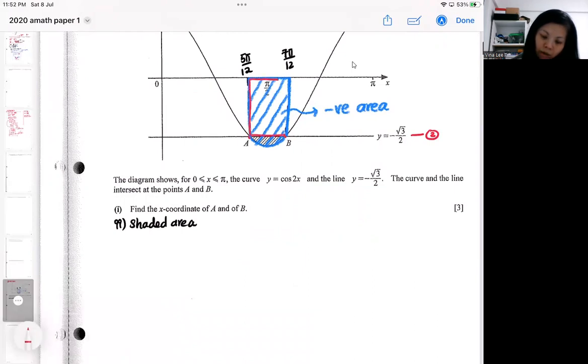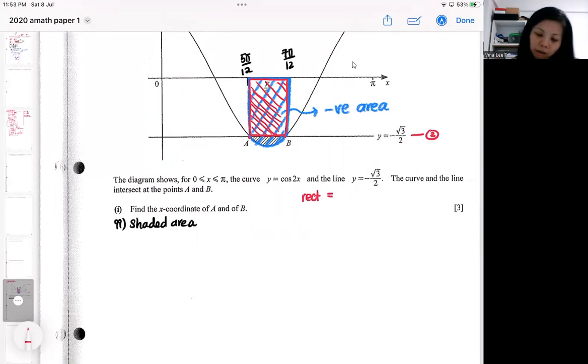So my plan is I'm going to find the blue area under the graph. Then I'm going to find the rectangle. So I'm going to show you how to find the rectangle first. For the rectangle, it doesn't matter that it's under the graph because we're not going to do integration. You just simply do length times breadth. So the rectangle will just be length times breadth.